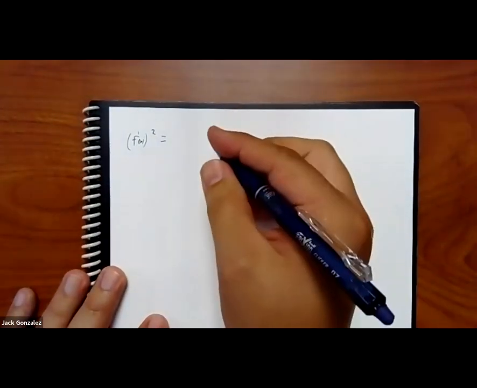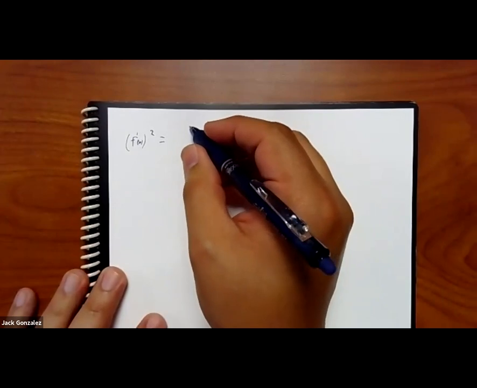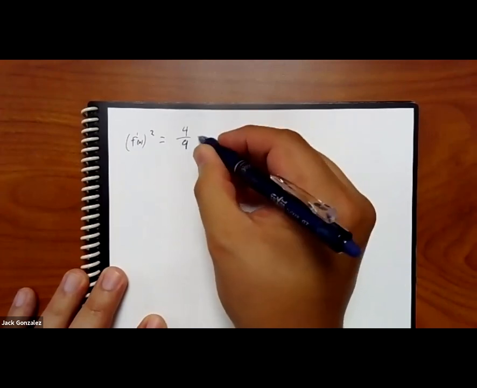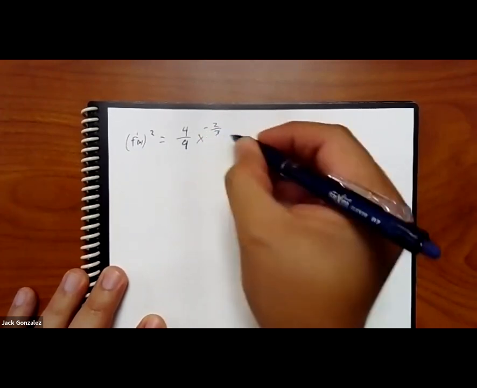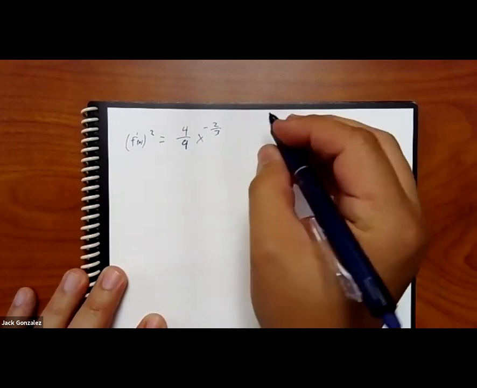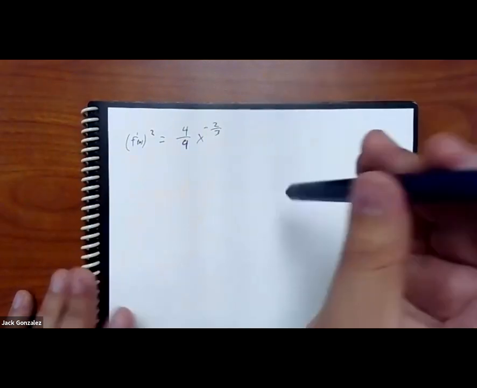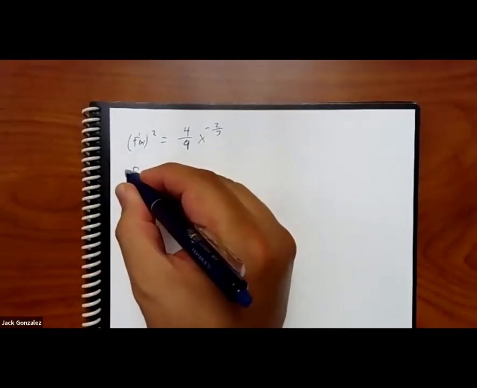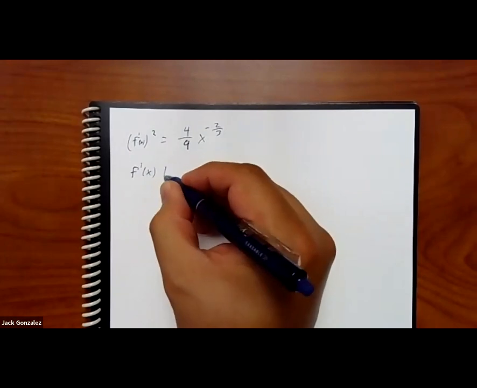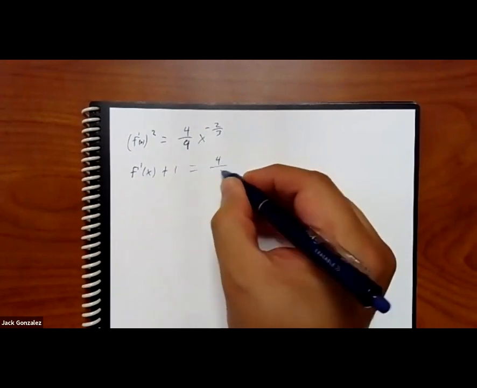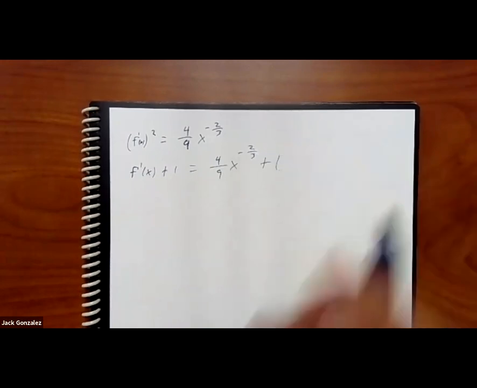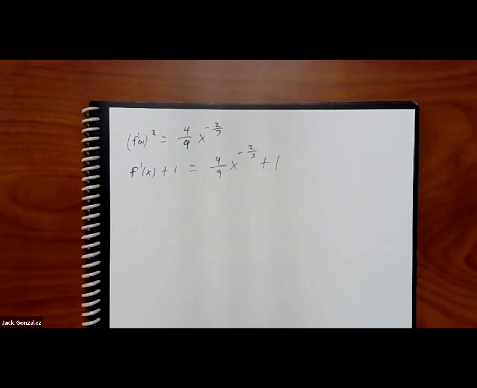F prime of x. If we squared it, we were going to get 4/9 x to the negative 2/3. Yeah. So technically we have F prime squared plus 1 inside the radical. So let's try to complete the square here and make it pretty, to the best of our ability.